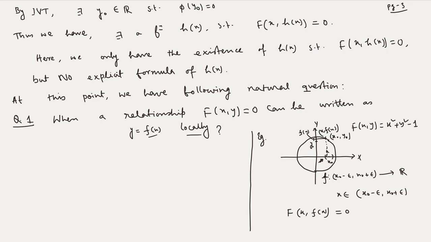So here note that big F is a function from R cross R to R, and small f is a function from R to R. More generally, we ask the question below.